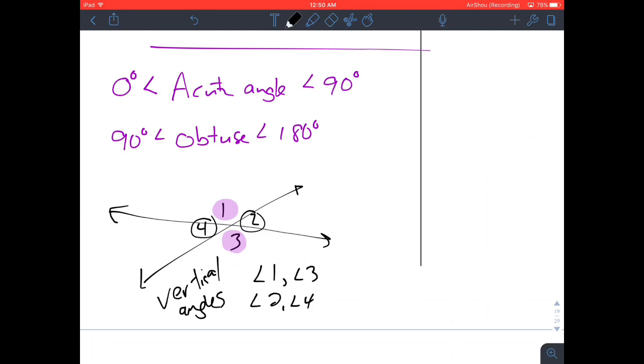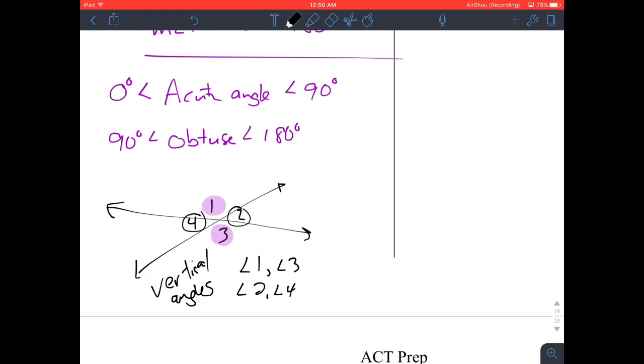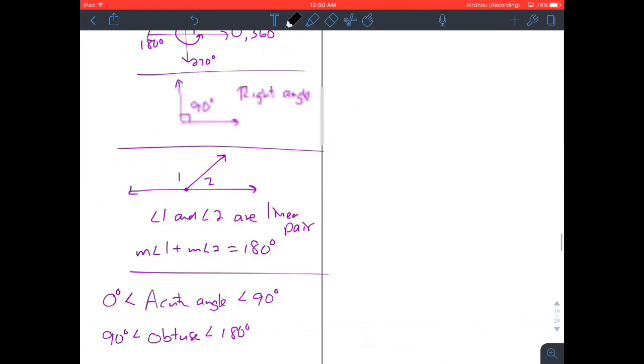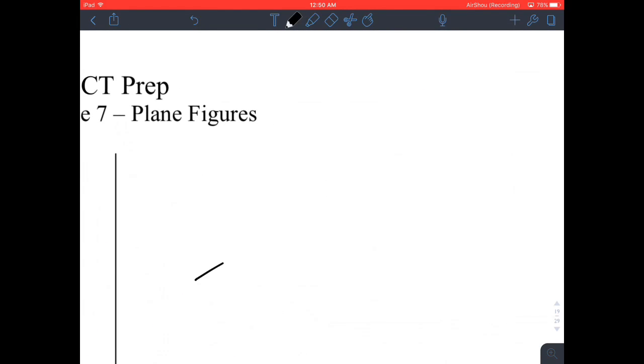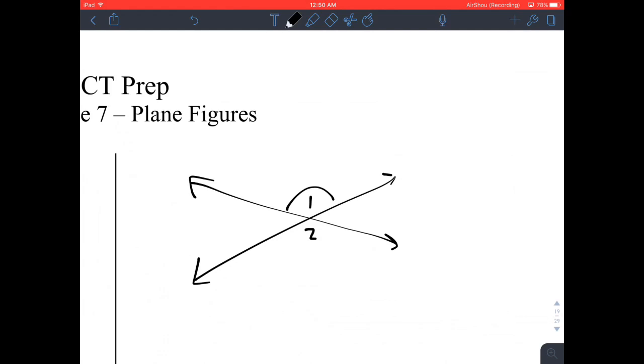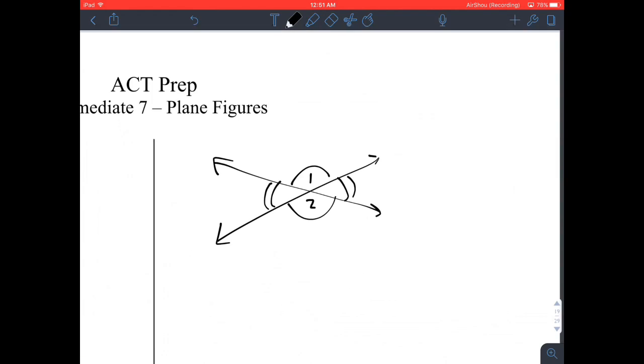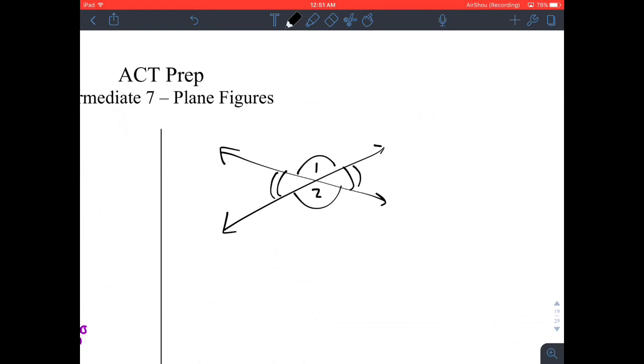Why do we care? Vertical angles are always congruent. So let me draw that picture again. That one there is getting kind of messy. Two lines, intersecting. Angles 1 and 2 are vertical angles. They have to be congruent. Same number of arcs means congruent to each other. These two angles here have to also be congruent to each other. Vertical angles are always congruent to each other.